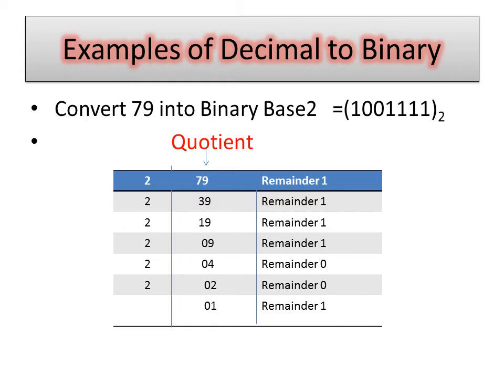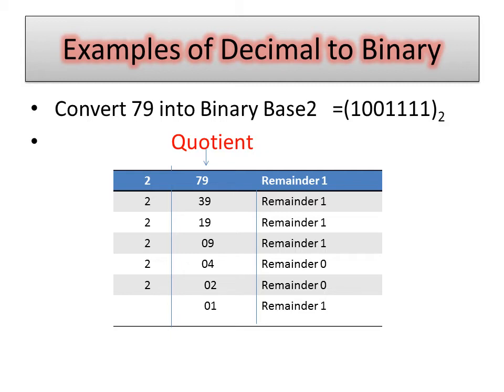So we have to divide 79 by 2, and we keep on writing the remainder on the right end. 79 divided by 2: 2 threes are 6, 1 carry 19, so 2 nines are 18. So on dividing 79 by 2, we get 39. What is the remainder that is written at the top? That is remainder 1.